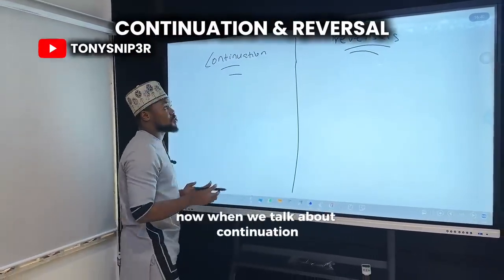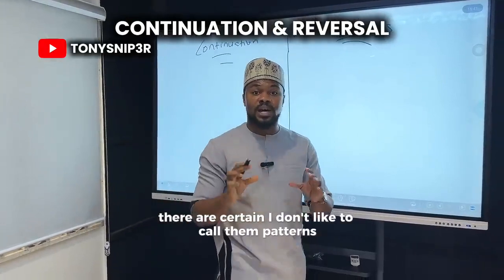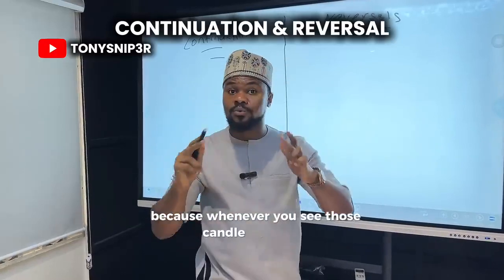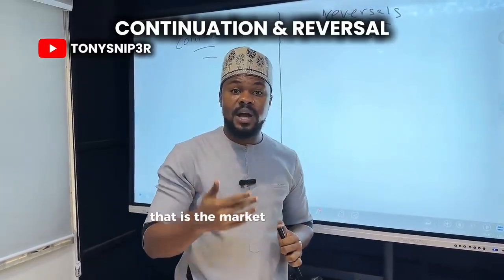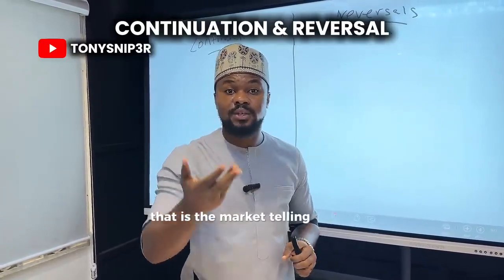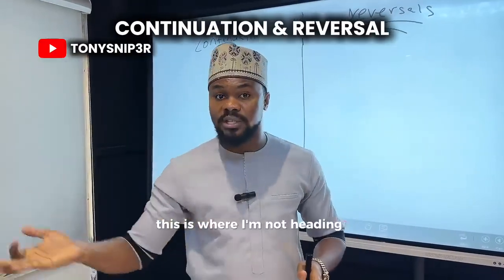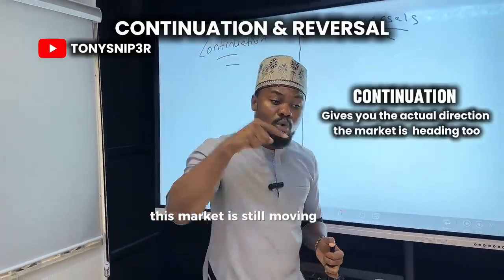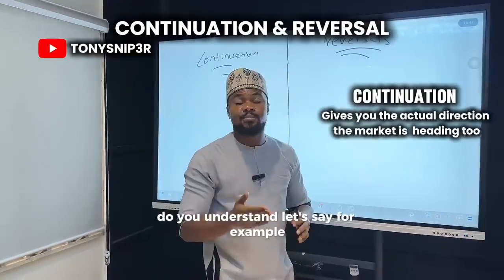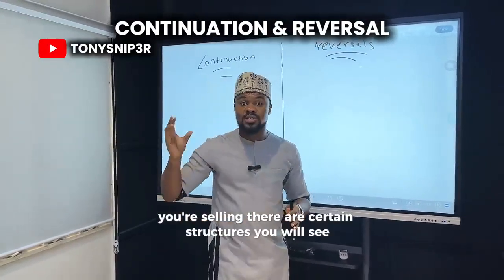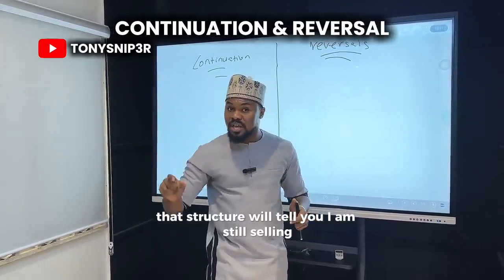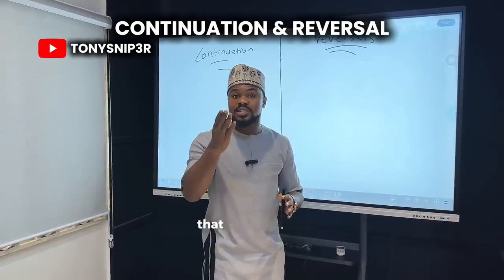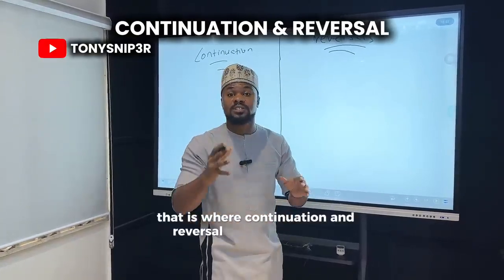Now, when we talk about continuation, there are certain, I don't like to call them patterns, there are certain market structure language that you would see. Whenever you see those candle formations, that is the market trying to speak to you. That is the market telling you this is where I'm heading to, this is where I'm not heading to. Continuation tells you that this market is still moving in your direction. Let's say, for example, you're selling. There are certain structures you will see that will tell you, I am still selling. There are certain structures you will see that will tell you, I'm about to change the direction. That is where continuation and reversal come into play.